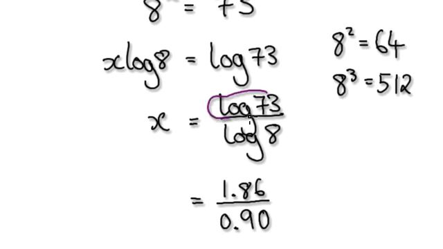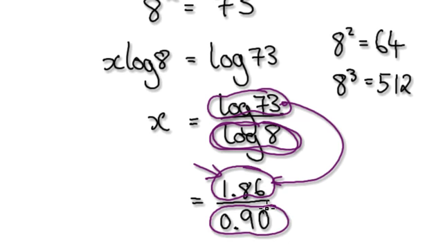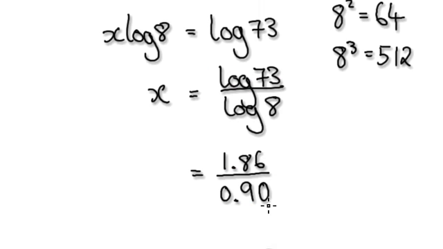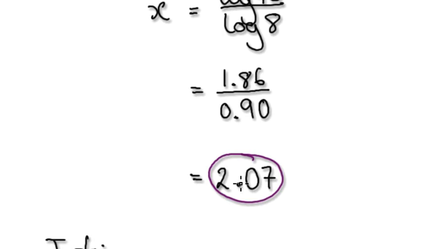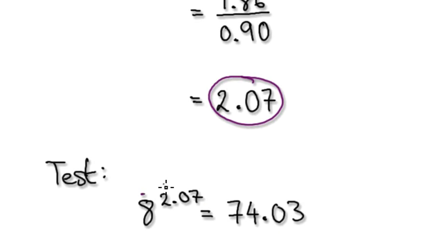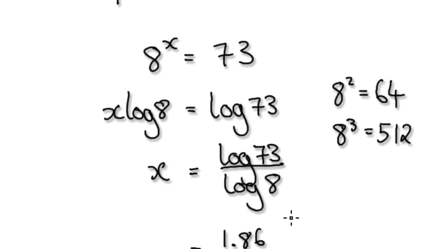Anyway, just punch this into your calculator and then divide it by this, and if you round it off, it will become this. If you round this log 8 to 2 decimal places, it will give you this. And then if you get top divided by bottom, it will give you this. And then when you come to test it, 8 to the power of this thing gives you 74.03.